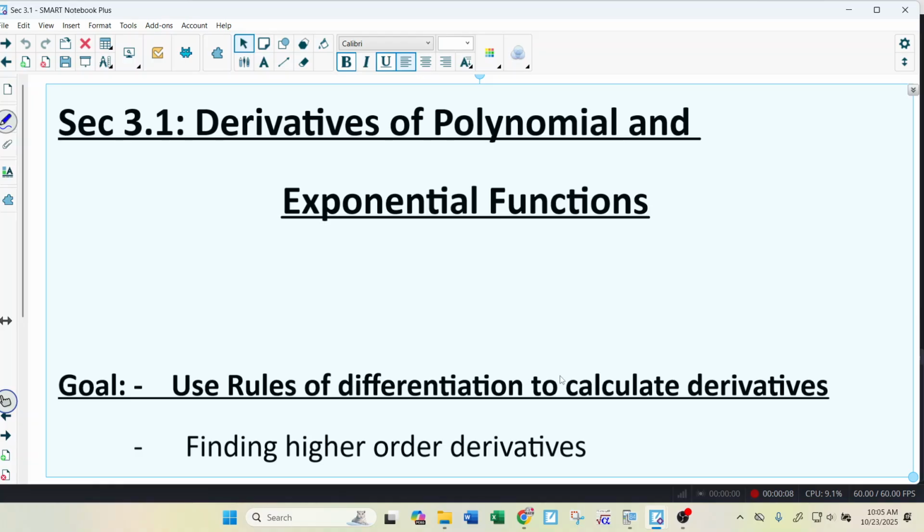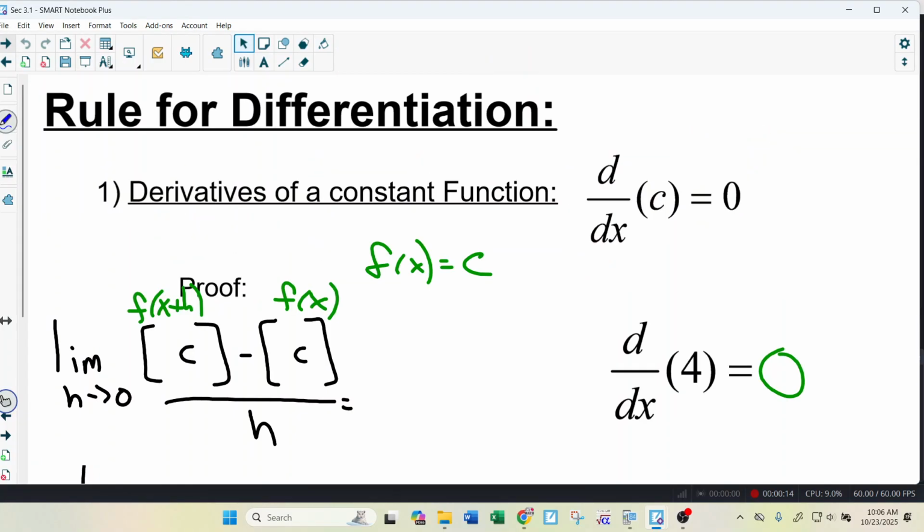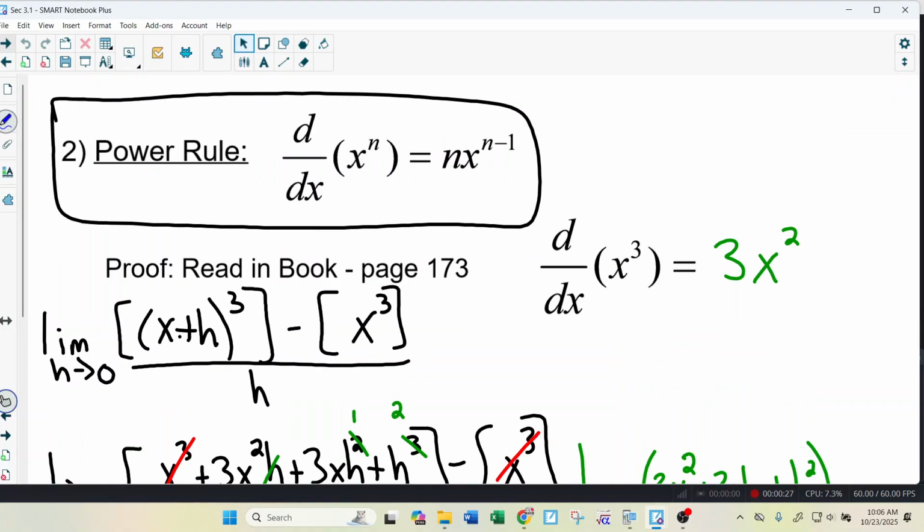All right, yesterday we started looking at rules to take derivatives, and we looked at a few of these. We had our constant rule, which said if you have a constant function, the derivative is 0. We proved that one. We had the power rule, which is where you bring down the exponent and subtract 1.